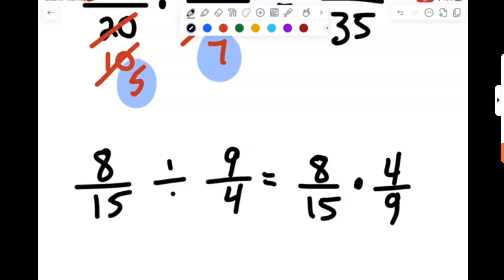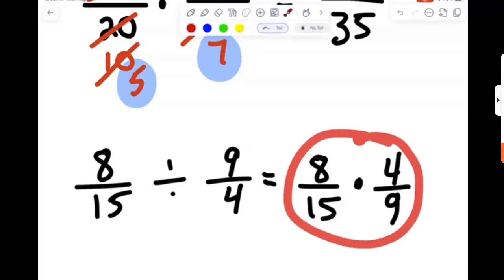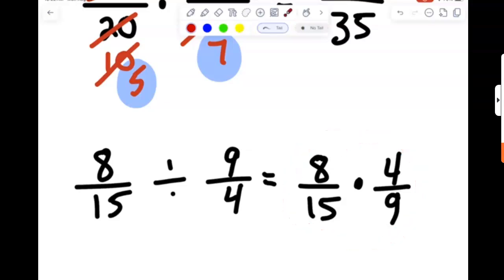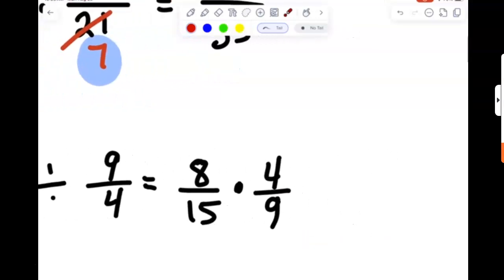Now that it is a multiplication problem, we repeat the same process that we did in the two examples up above. Right? We have the 8 there. The 8 does not have anything in the bottom that'll go into it, because the only things that go into 8 are 2 and 4. And neither one of those go into a 15 or a 9. Likewise, there's nothing to do with the 4. Nothing in common. So these ones actually have nothing in common at all.